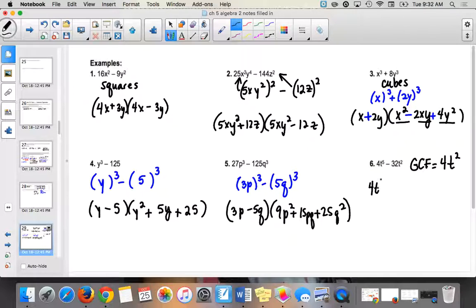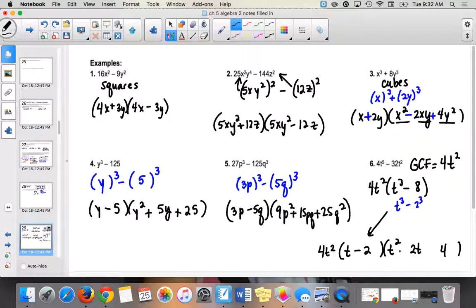So I'm going to have a 4t squared out front, and I'm going to be left with t cubed minus 8. T cubed is t times itself 3 times, and 8 is 2 times itself 3 times. So I have t cubed minus 2 cubed. So when I factor this, I'm going to have my 4t squared out front, I'm going to have a binomial, and then I'm going to have a trinomial. So I'm going to have t minus 2, I'm going to have t squared and 4, multiply the two together, 2t, same, opposite, always positive. So that's my final answer. So always look for those GCFs first.